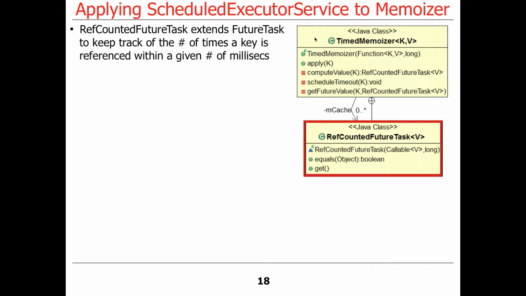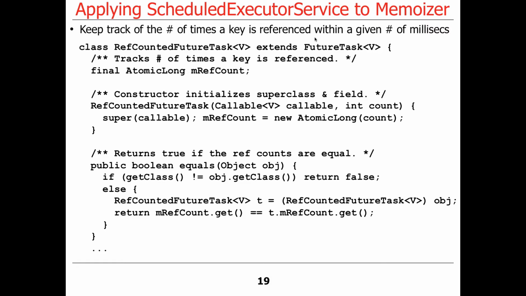I also defined something called a ref-counted future task, which is a super cool little trick I have here in order to be able to do the reference counting so I can tell if something has been accessed recently, where recently is within the last period using the timer mechanism. So you can figure out how many times a key is referenced within a given number of milliseconds, and you'll see how that works. All right, so let's take a look at this. Here is ref-counted future task. So ref-counted future task is a future task. If you recall, what did we use the future task for in our original implementation? Why did we have a future task? You remember why? There was a specific reason why we used future task.